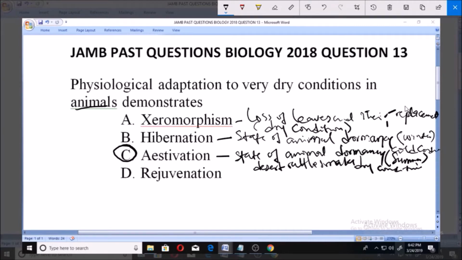Now rejuvenation is when something is recuperating, so it's not very close to this. So the right option is option C. A also happens in dry conditions, but it's mostly for plants. Loss of leaf is a form of adaptation for them, but estivation is very close to the definition that we have here, that is, physiological adaptation to a very dry condition in animals. Thank you.